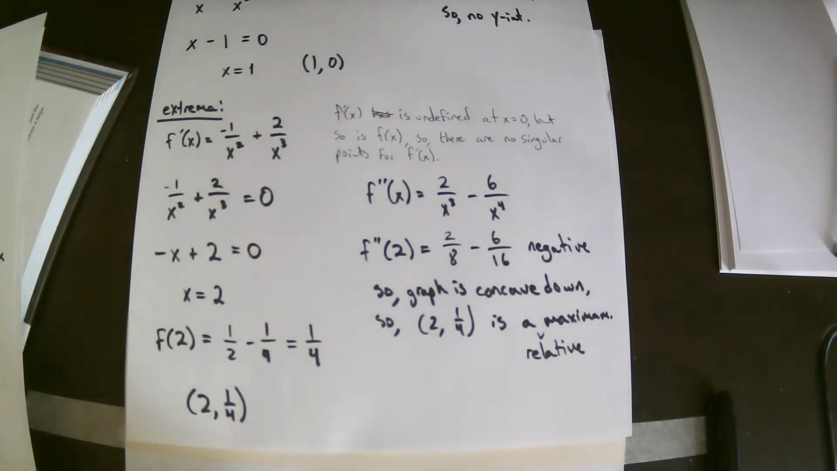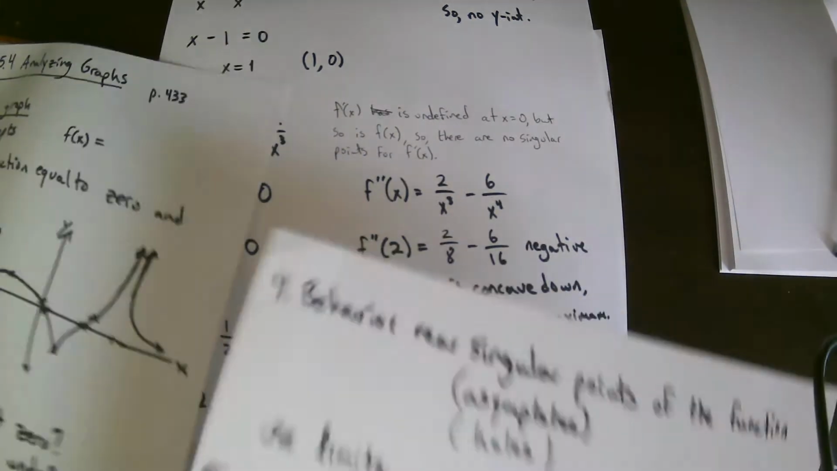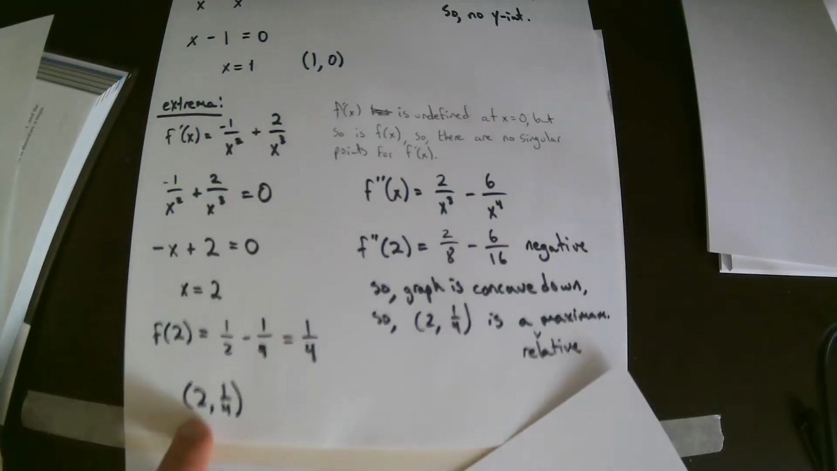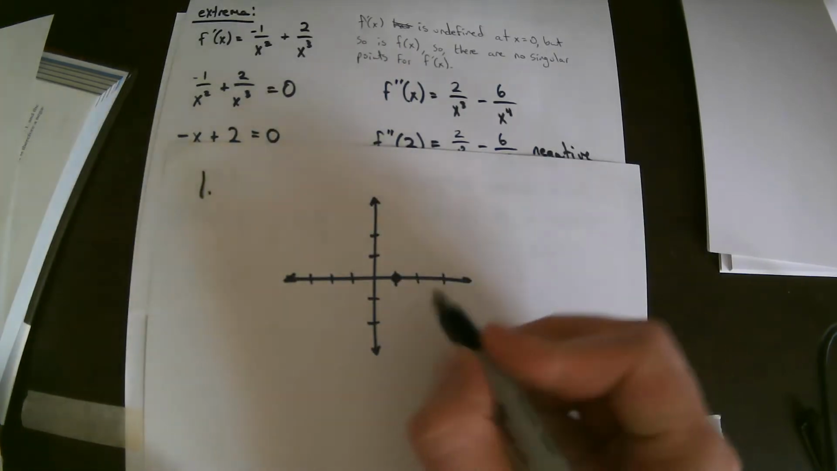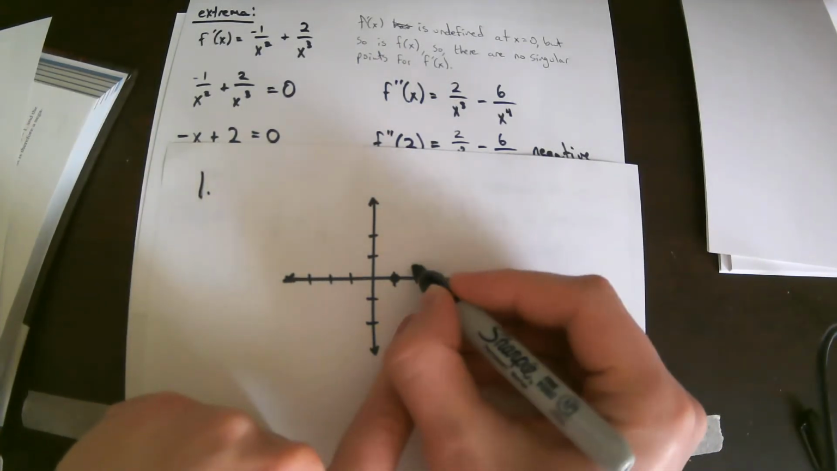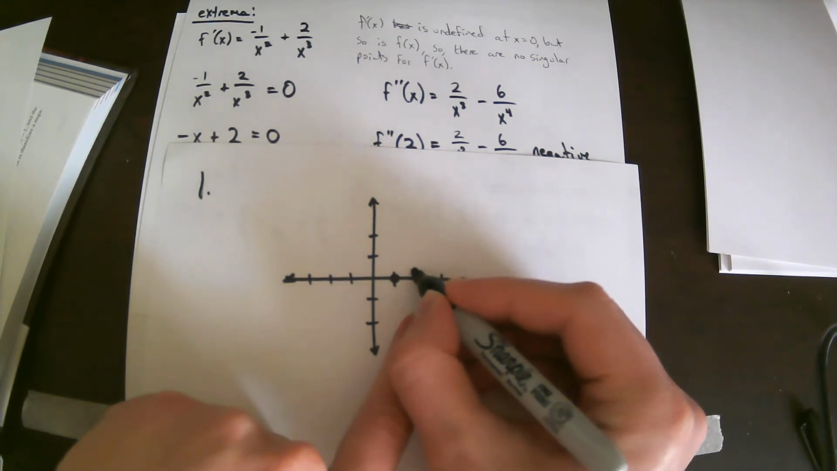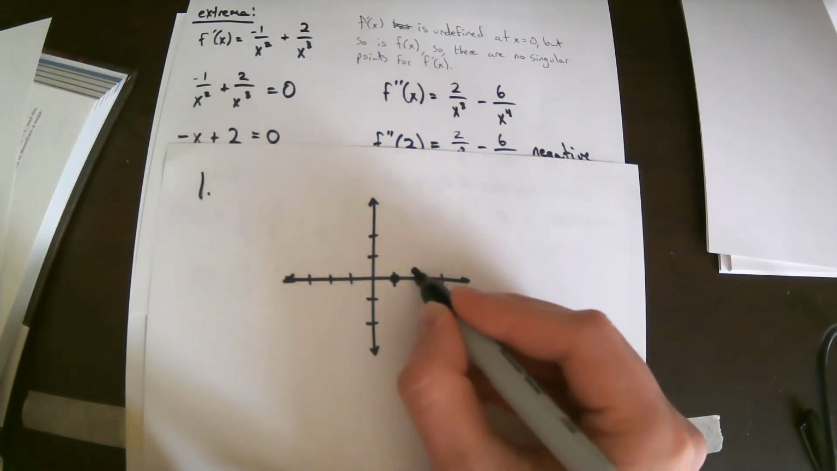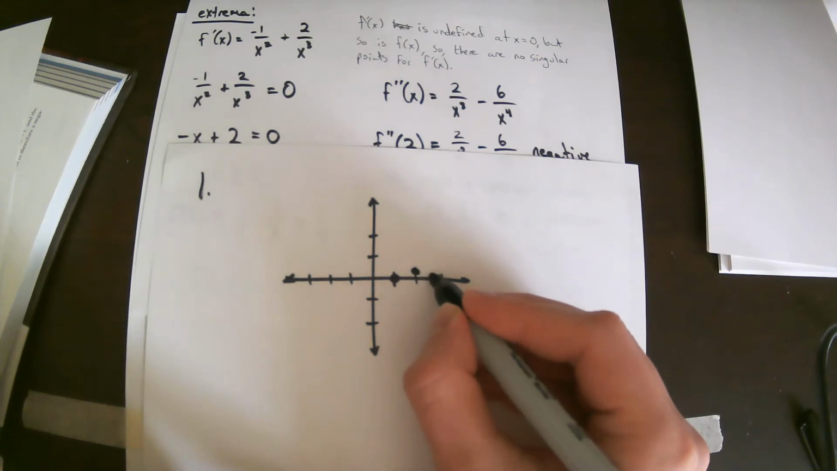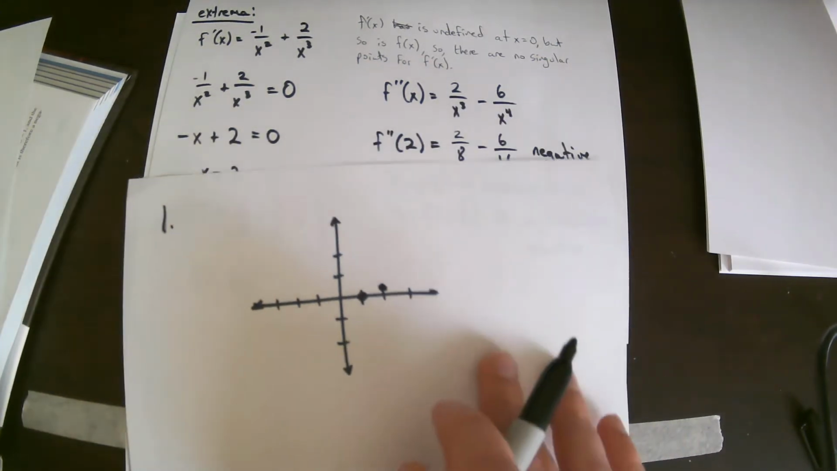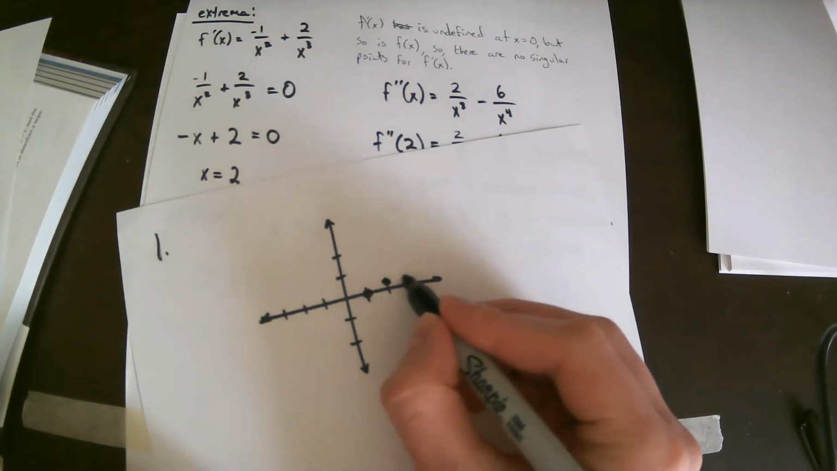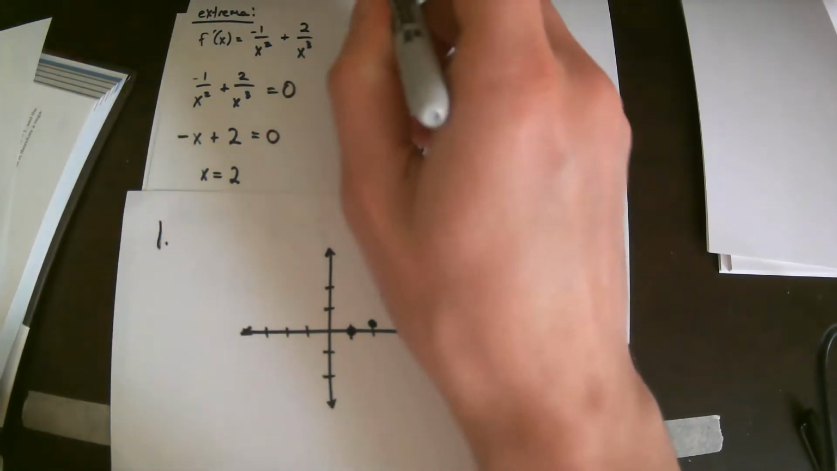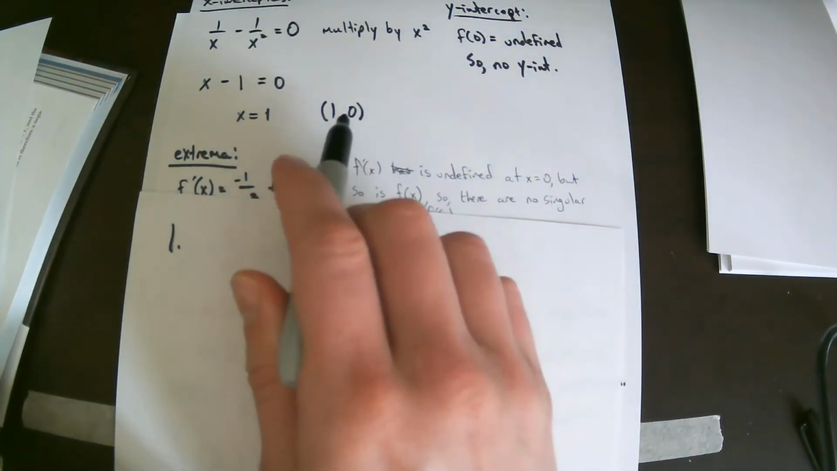Alright, let's see where we are with our picture. Where is my picture? There it is. Okay, so I've got my x-intercept already. I've got an extreme value at 2 comma 1/4, and it's a maximum. So here's x value of 2, and up a little bit, right about there, somewhere at 1/4. And I know that this is a maximum, so on this side the graph is going to come back down. But it's not going to come down and cross the x-axis again, because I only have one x-intercept.